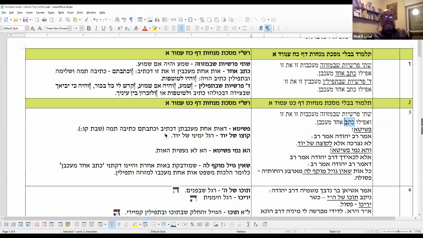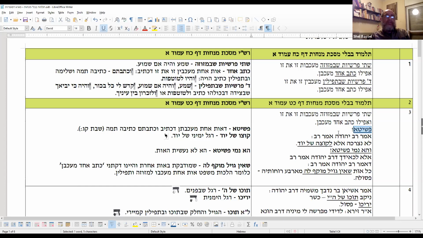If I could have started from here, right? In other words, if one letter is missing, then all the more so if any parsha is missing. But this is the way the Mishnah is worded. So the Gemara, though, right away asks this question.